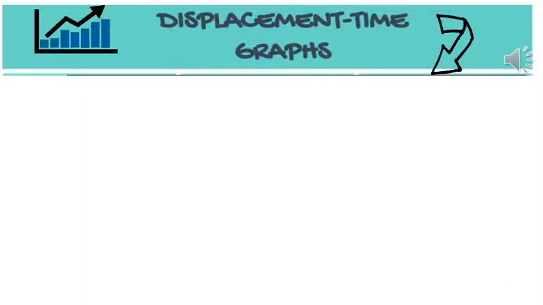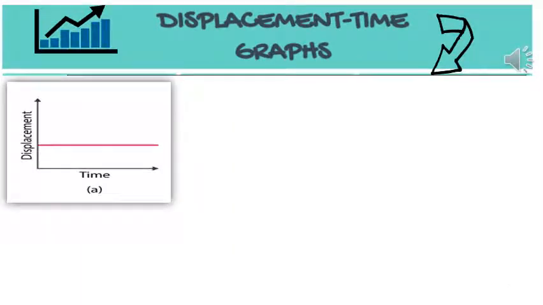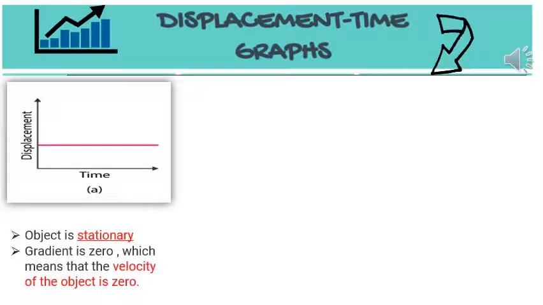The image below shows you how the line of a graph changes depending on the type of an object's motion. The first graph shows that the object is at rest, which means that its speed is not increasing and is not decreasing, it is just staying in the same position. The gradient is 0, which means that the velocity of the object is 0.